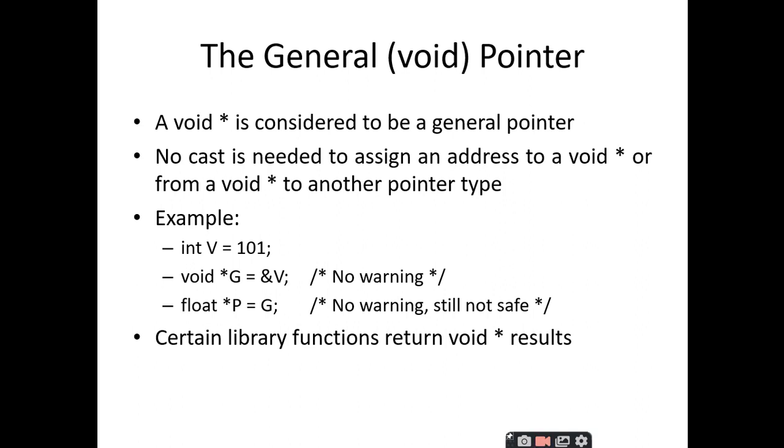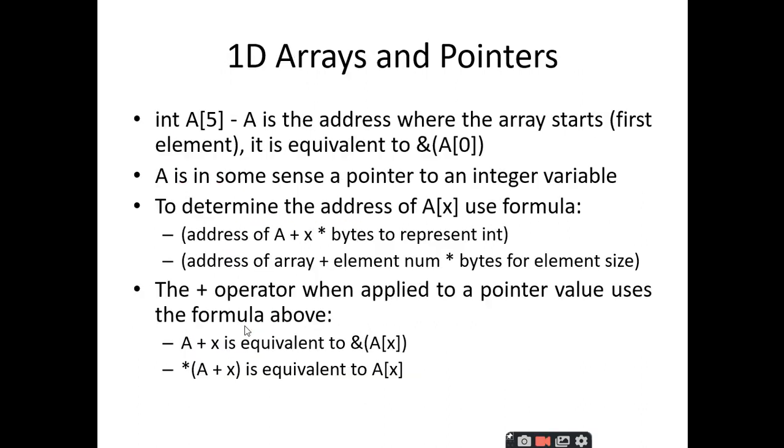Yes, sir. Right. In the morning we discussed the generic pointer or void pointer, and void star is considered to be a general pointer, so no casting is needed to assign the address to a void star, right? So here V is an integer variable and G is a generic pointer, and I am assigning the address of V to be stored inside the generic pointer. Here we don't get any warning. Why? Because a generic pointer can store the address of any other data type, right? Is it clear? Yes, sir.